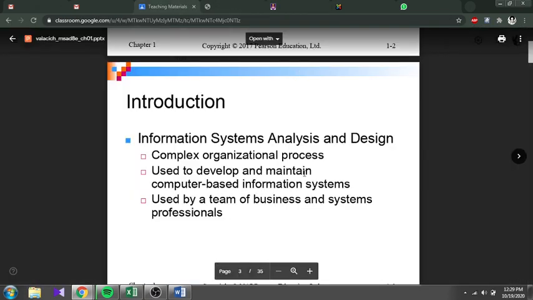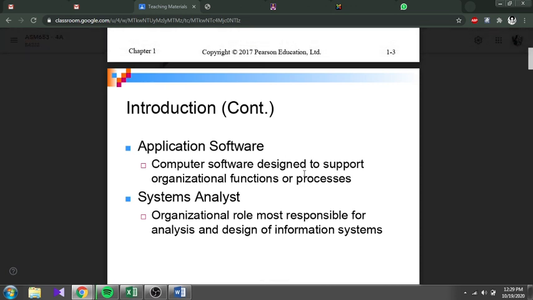So back to this one. Okay, more on the definitions. As I said, application software is a computer program designed to support an organizational function or process. A system analyst is a person who is responsible for the analysis and design of information systems. Actually, the system analyst is like a computer programmer who links these business needs with the people in the organization, so they facilitate everything in the work.